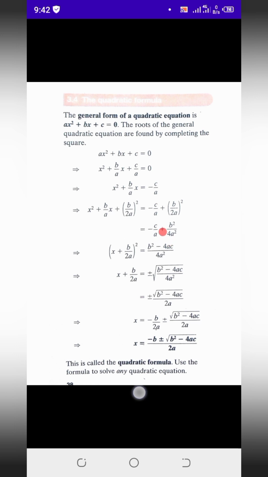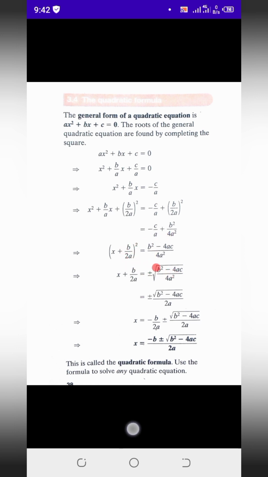So when you simplify this here, it's going to be b squared. You find the LCM, you're going to have b squared minus 4ac over 4a squared. To be on an easier part, you can simply have b squared over 4a squared minus c over a. Then from this, take note, you now find the square root of both sides.